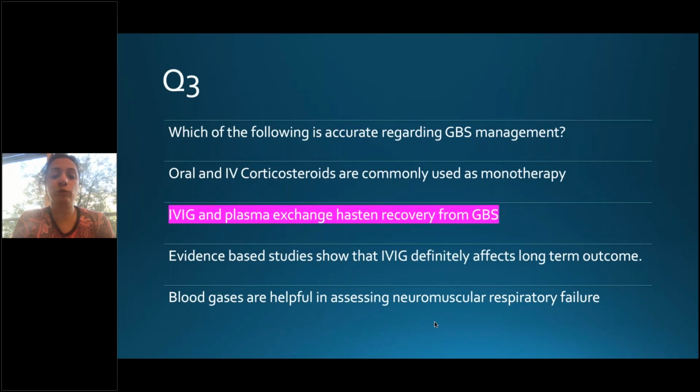We don't really use steroids. There is no evidence base for it. And blood gases is a very late sign. We always assess respiratory function clinically, by a peak flow and pulmonary function tests, but if you actually have an abnormal blood gas, that's a really worrying sign.